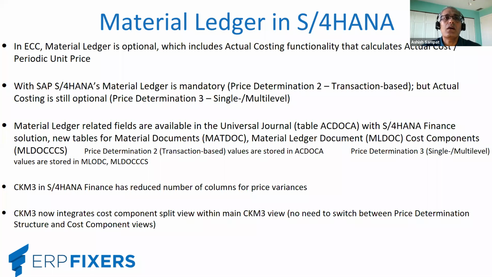Right? The next one around CKM3, it has a reduced number of columns for price variances. Now, a lot of clients may say that, oh, I'm losing my single level, multi-level price variances. Understood, but when you look at the other features, the cost component split view has been integrated with the main view of CKM3. If you recall, we have to toggle or switch between price determination structure and cost component view. That's something that you don't have to do now. The cost components are available on the right side as additional columns. So I believe that's a good feature that SAP has introduced.